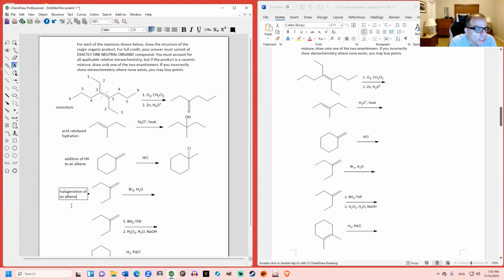And here we have halogenation of an alkene. Since we're treating it with bromine, that's going to add a bromine to both of the formerly alkene carbons. We don't need to use wedges or dots for the same reason that we haven't yet on this page, because there's no chiral carbons.